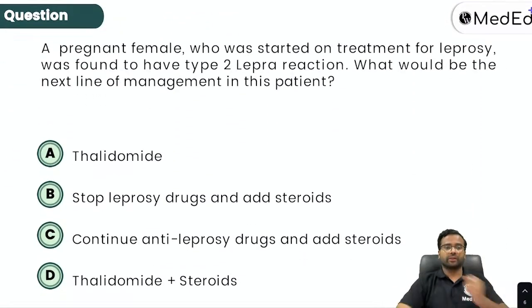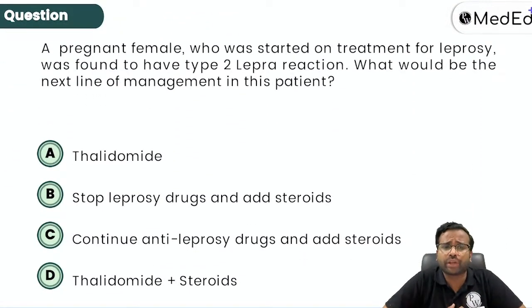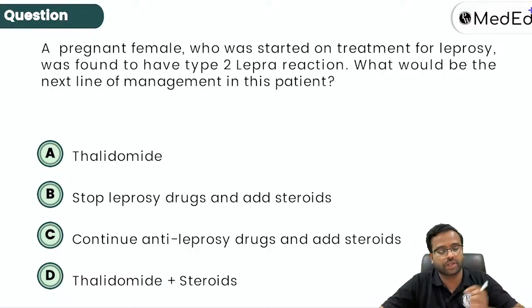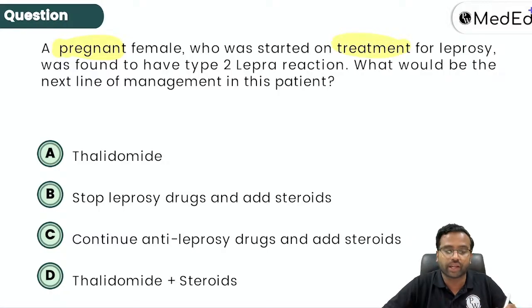Moving to the next question. A pregnant female who was started on treatment for leprosy was found to have a type 2 lepra reaction. What would be the next line of management in this patient? What brings my attention here is that the patient is pregnant, was on treatment for leprosy, and now has type 2 lepra reaction. Please correlate it accordingly. Now let's see the options.